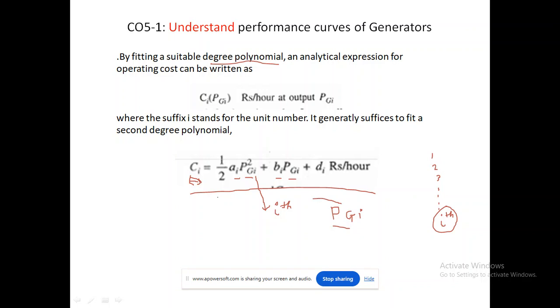Okay. And here AI, BI and DI are called the coefficients of this equation. To remember, this is called the cost function of the plant. Further, we may require this concept. So the equation is called the cost function of the plant. So you have to remember the cost function of the ith plant is Ci is equal to half AI PGI square plus BI PGI plus DI. It is in rupees per hour.